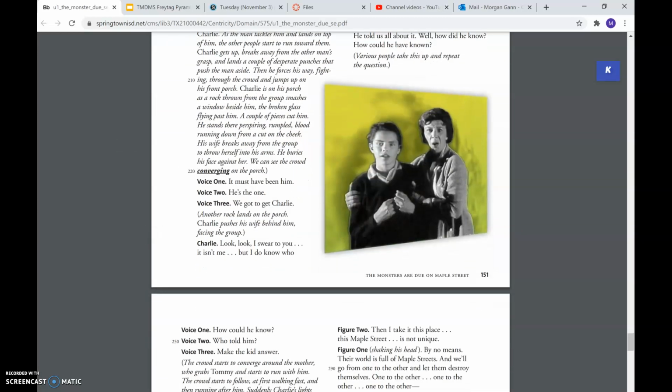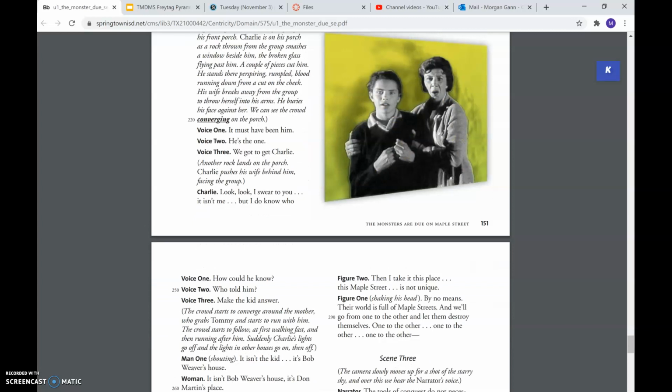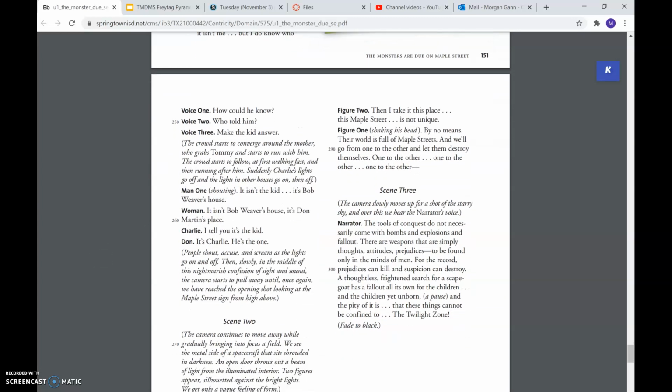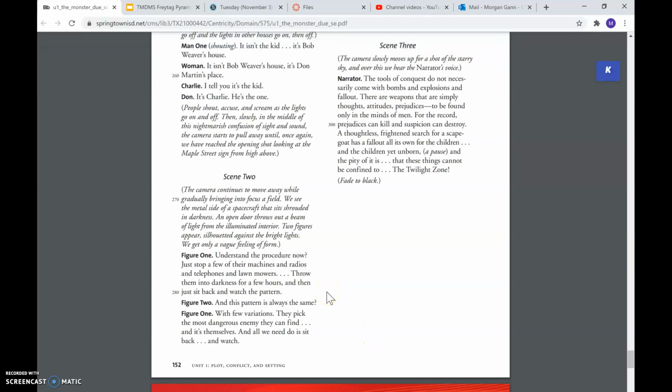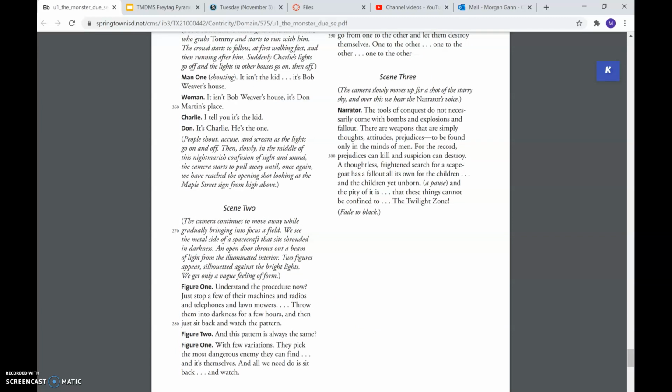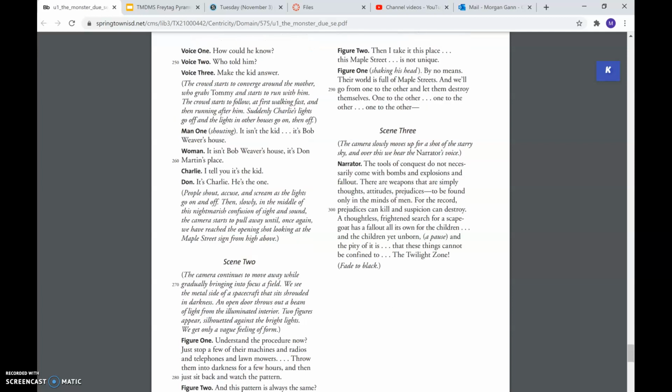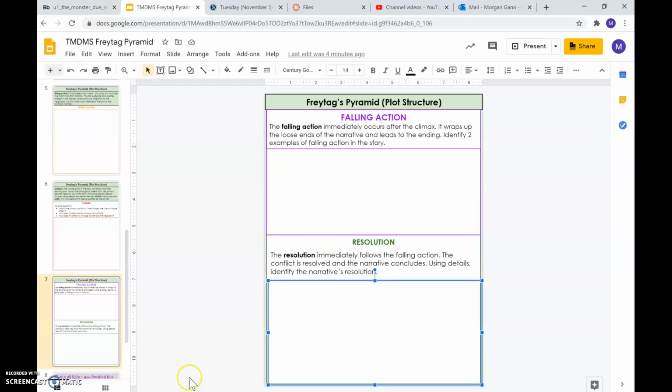So everyone has turned against each other. They are breaking into houses. They are physically attacking each other. And then in scene 2, we have 2 figures. Figure 1 and figure 2 are standing up in a field on a hill, and they're overlooking what's happening on Maple Street. What do we learn about these figures? Who are they? What do they tell us about their role in this entire scenario? What are they doing? What are they responsible for? Have they done this before? So you're going to tell me what the resolution is.